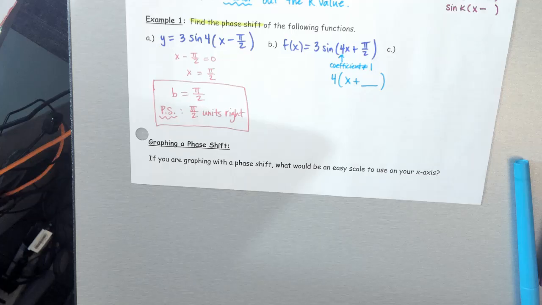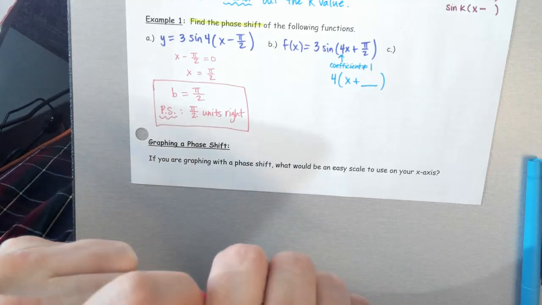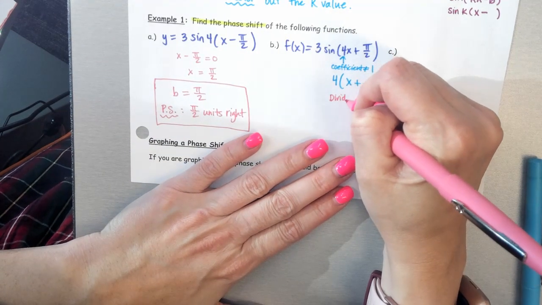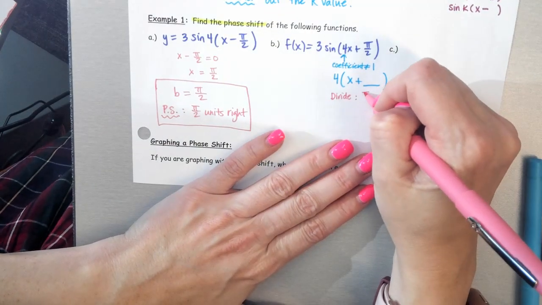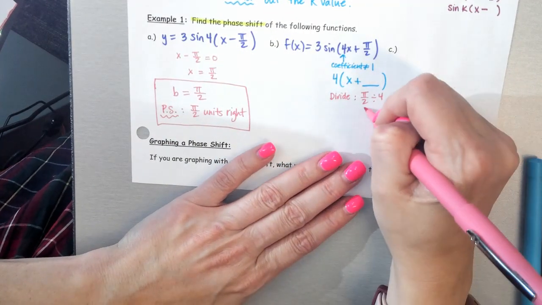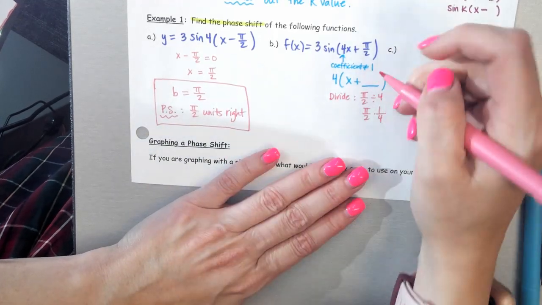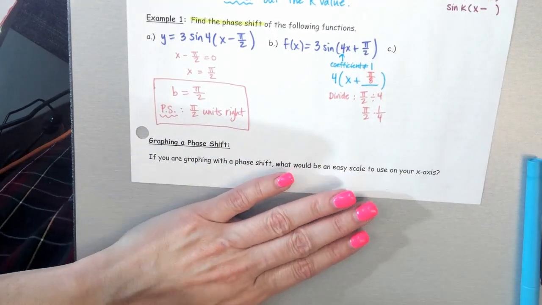Okay, so let's find that value that goes in there, and then can you guys tell me how you find it? Especially if you have it written down how to do it. Yeah, just divide by 4. Good. Okay, so when you're factoring something out, you're just dividing. So you're going to divide pi over 2 by 4. Yep. Okay, and when you divide by 4, it's the same thing as multiplying by a 4th. So you should get pi over 8.